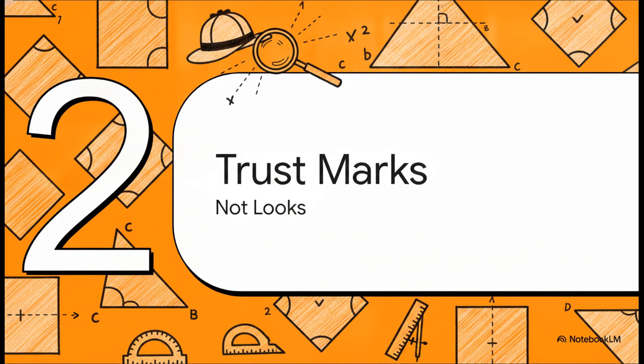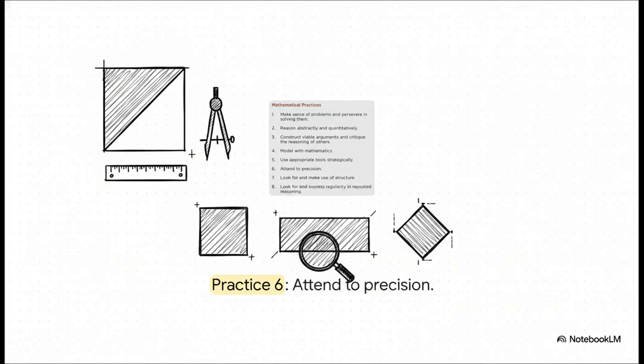Moving on to Section 2. Trust marks, not looks. In geometry, we always have to stick to the core mathematical practices. And today, we're focusing on practice 6. Attend to precision. We're acting like geometry detectives today, which means we have to construct viable arguments based on hard, concrete facts, not just assumptions based on what a shape sort of looks like. Precision is literally everything here.